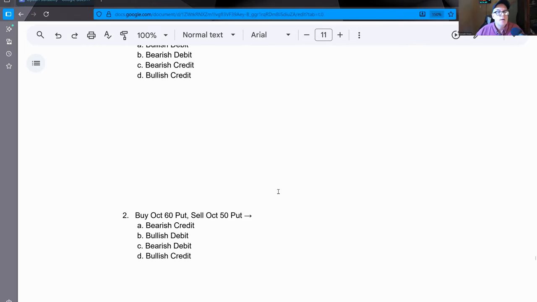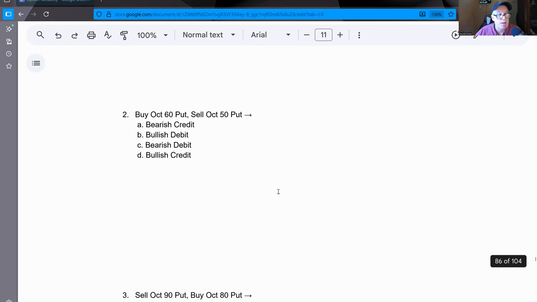We're back on track. Buy an October 60 put, sell an October 50 put. On puts, it's the opposite. The higher strike is the dominant. So buy a 60 put, sell a 50 put. The bigger premium is the 60. So the buy of the 60 put is the dominant, it's the higher strike. That means it's a debit. That means I want it to widen and exercise. And I'm bearish because buying a put is bearish. So this has to be C. C as in cookie. That's good enough for me.